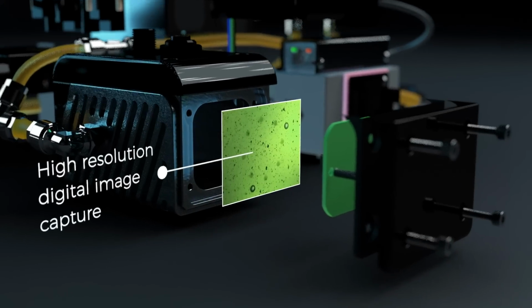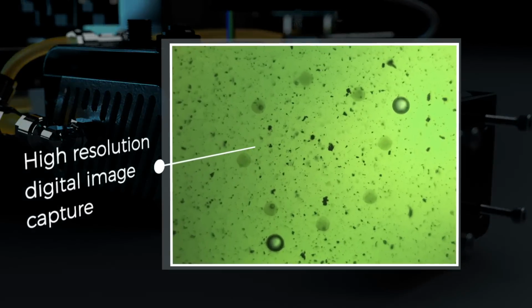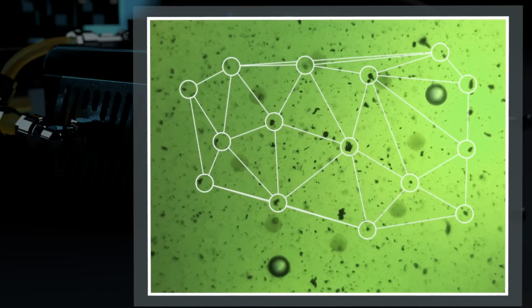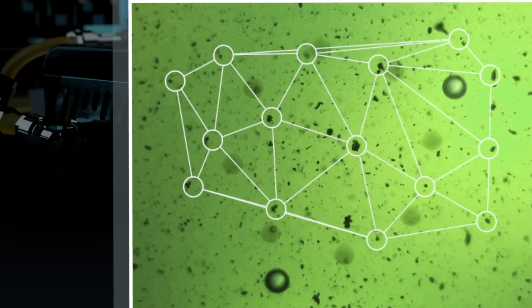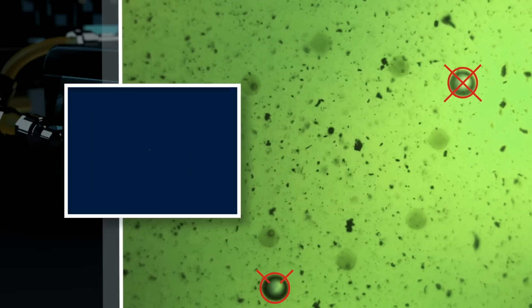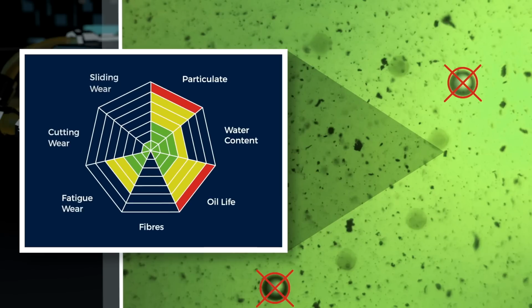The digital imaging particle counter uses high-resolution color image capture, combined with advanced algorithms to sort particles into fatigue wear, cutting wear, sliding wear, and fiber identification, giving root cause analysis and ISO counts. Specific particles can be measured and analyzed in detail. Air and water droplet elimination from ISO counts ensures accurate analysis.